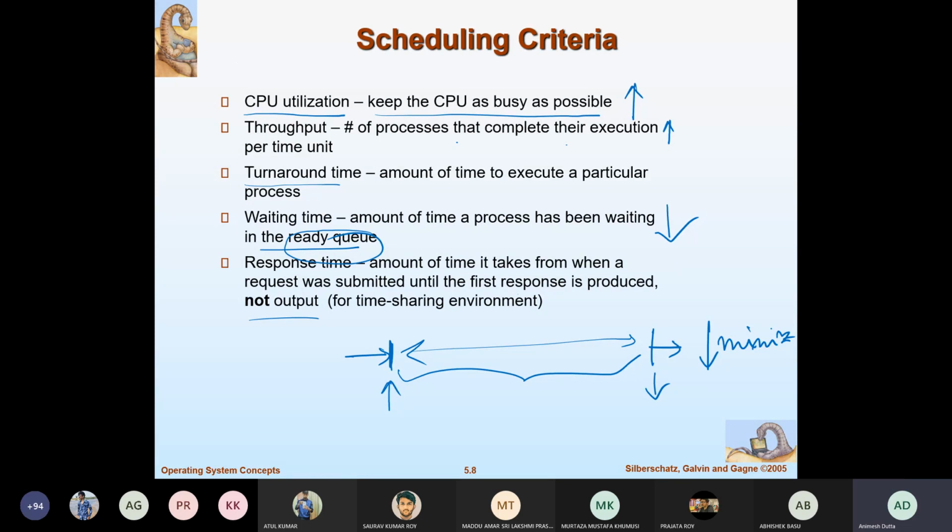And output is when you give the entire answer. So response time is the amount of time it takes from when a request was submitted until the first response is produced, not the output. Mind it, not the output. I am waiting only for the first response to receive.